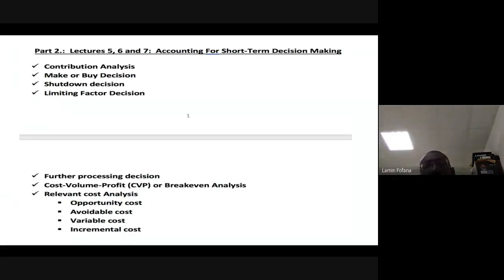So simply, limiting factors are factors of production that make us unable to achieve our target production and sales quantity. We all know, of course, production factors: land, labor, capital, and so on. You cannot have any production without those factors. So if any of them is lacking, you call it what? It is limited in nature. So limiting factor decision is about how you manage scarce resources in production to maximize profitability.